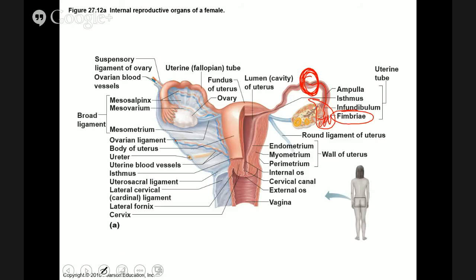But this has to take place within 24 to 48 hours after ovulation. If fertilization doesn't occur within 24 to 48 hours after ovulation, then things are not going to work out. So timing is very important here.